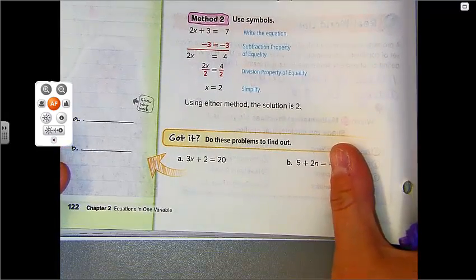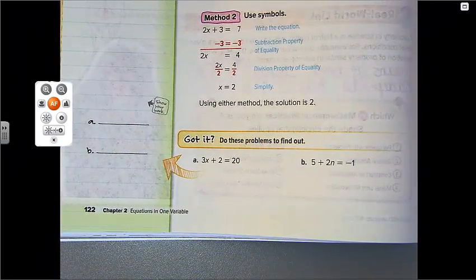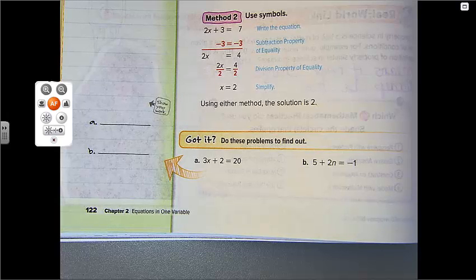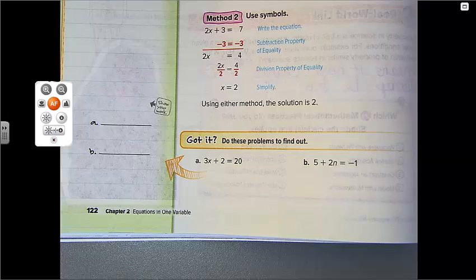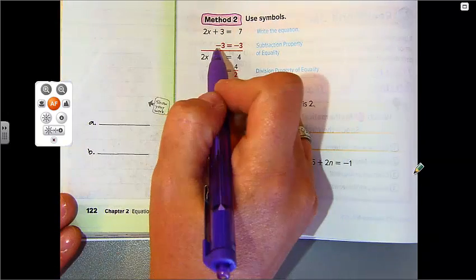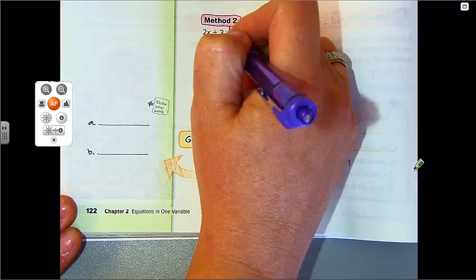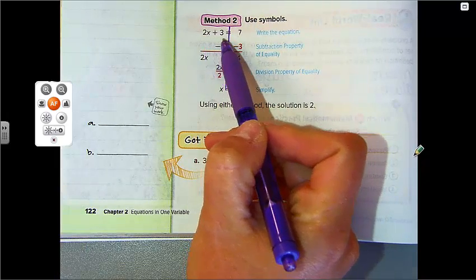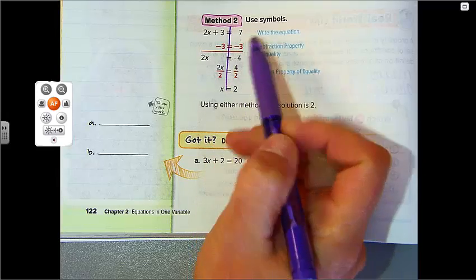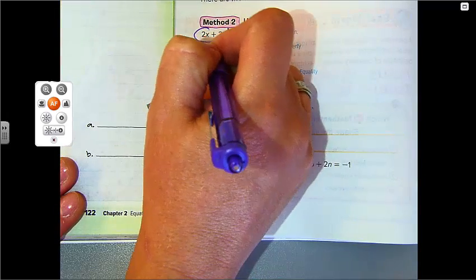Method 1 talks about algebra tiles, and we don't always have access to algebra tiles, so it's best that you just know how to solve them without algebra tiles. And number 2 talks about that. If I look at number 2, first of all, you're always going to draw your equal line down. So here I have a 2x plus 3 equals 7. I want to only focus on the variable side.